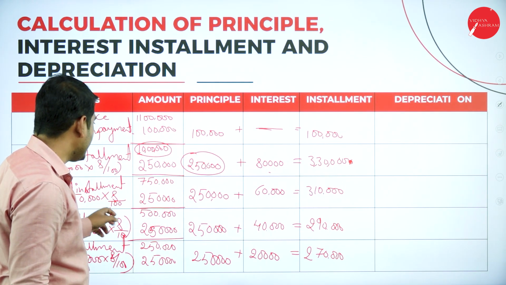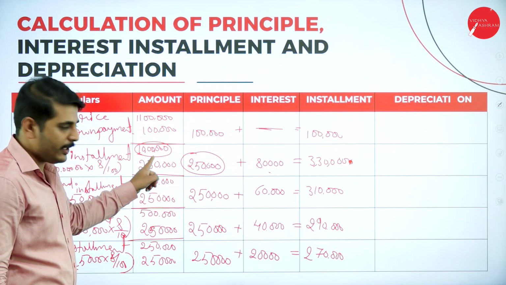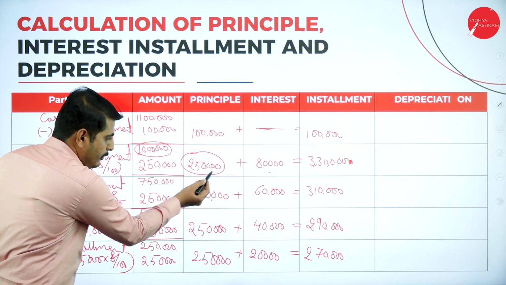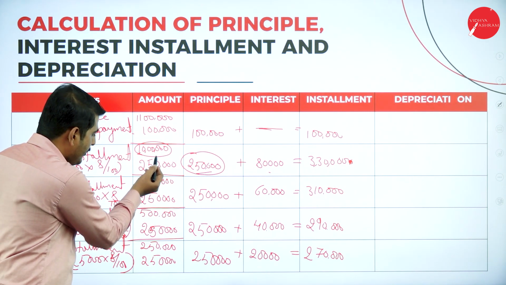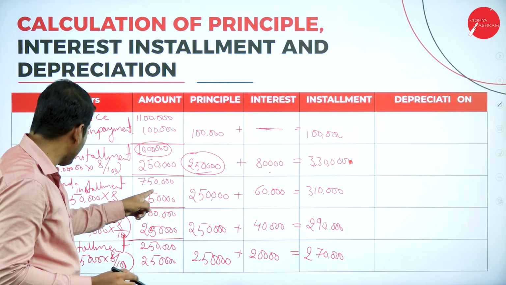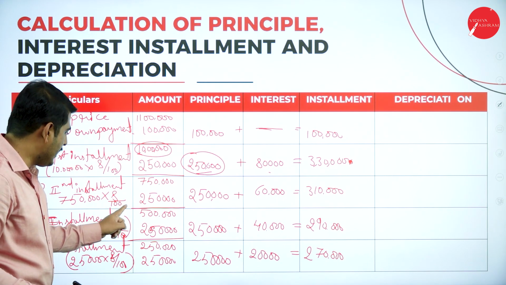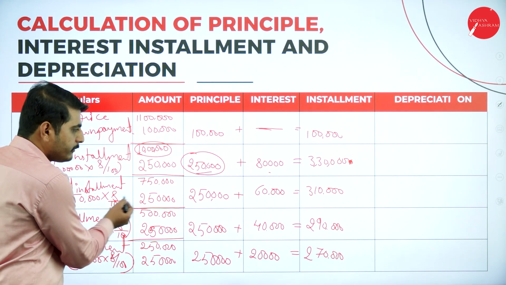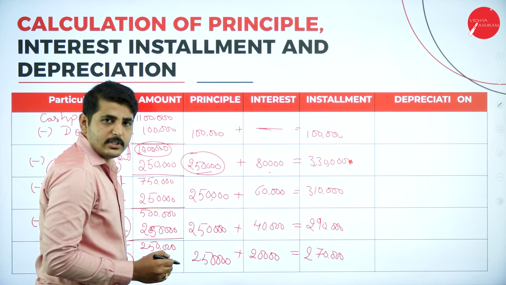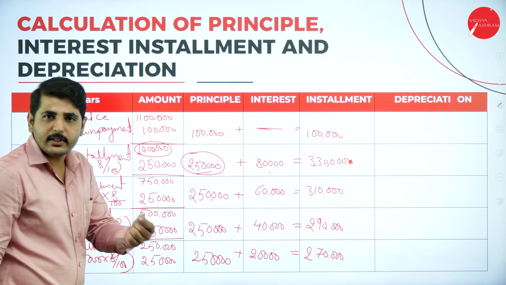Now come to the second year. Deduct this 2,50,000 from this 10 lakh rupees. So I have written the same 2,50,000 here. If I deduct this amount, I will get 7,50,000. So again, in the second year we have to calculate the interest. 7,50,000 into 8 by 100. If you calculate that, you will get 60,000 as the interest. 7,50,000 into 8%, 60,000.